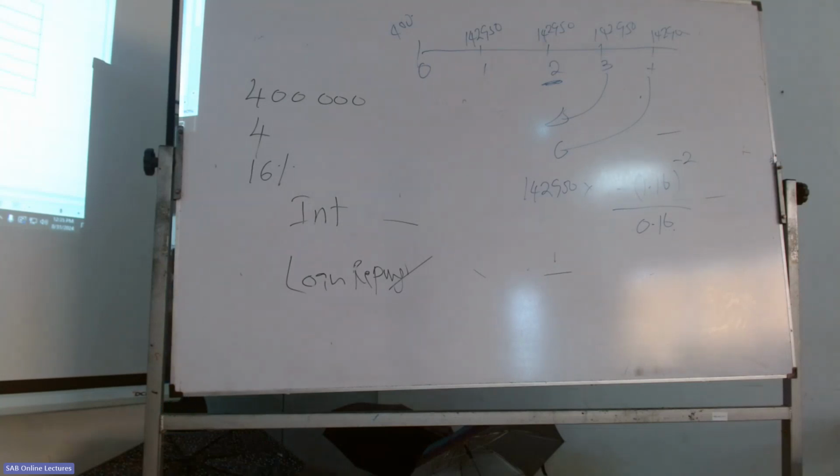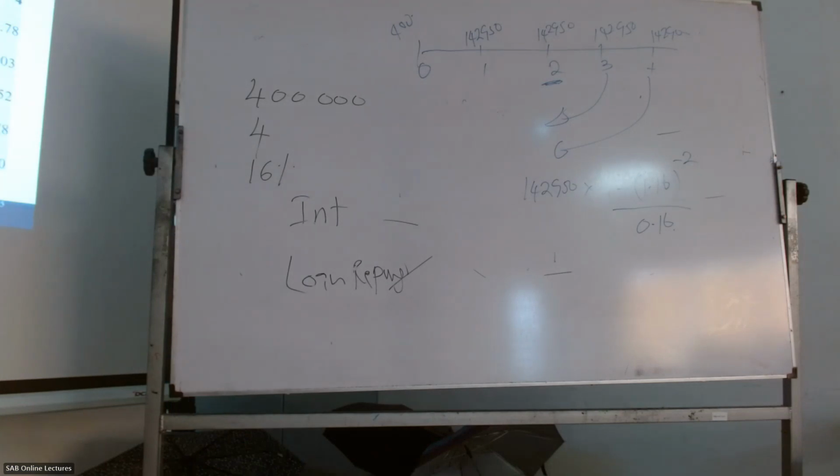So your loan repayment for year 4 is 142,950 with interest deducted, which is equal to your outstanding balance. So now it is 0. The loan is paid off in 4 years. So that is the loan amortization schedule. If you look at this interest row, what can you see?